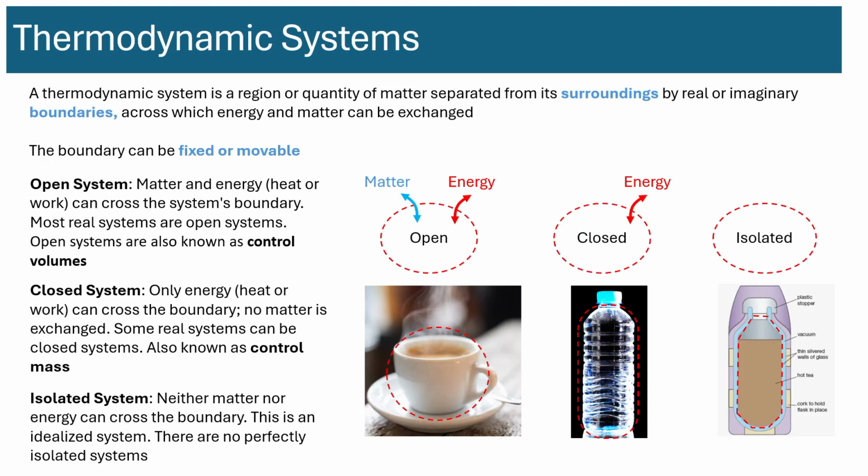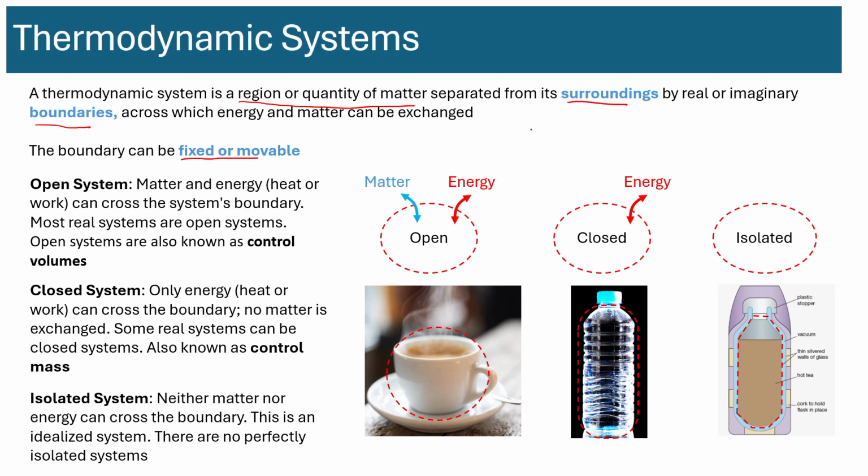All right. So what is the first concept here? The first thing to learn here would be about a thermodynamic system. What defines such a system is a region, it doesn't have to be small, or a quantity of matter that is enclosed by a boundary such that it is separated from its surroundings. Now this boundary could be real or imaginary, and this boundary could be fixed or movable.